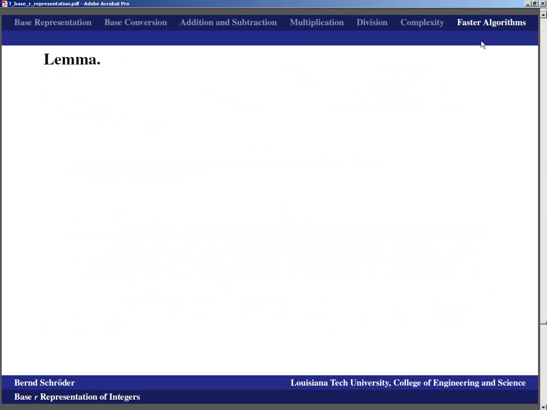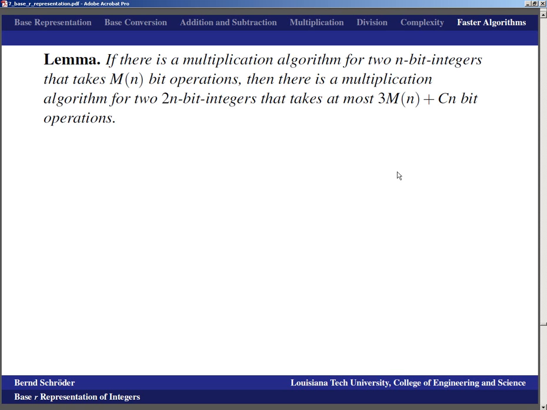Okay, so now that also means that we will be interested in faster algorithms, and there is a faster algorithm for multiplication, so we're going to give a bit of an overview here. Here's a lemma that at first sounds really strange. It says if there is a multiplication algorithm for two n-bit integers that takes M of n bit operations, then there is a multiplication algorithm for two 2n-bit integers, so we double the number of digits, that takes at most 3 times M of n plus c times n bit operations, where c is a constant.